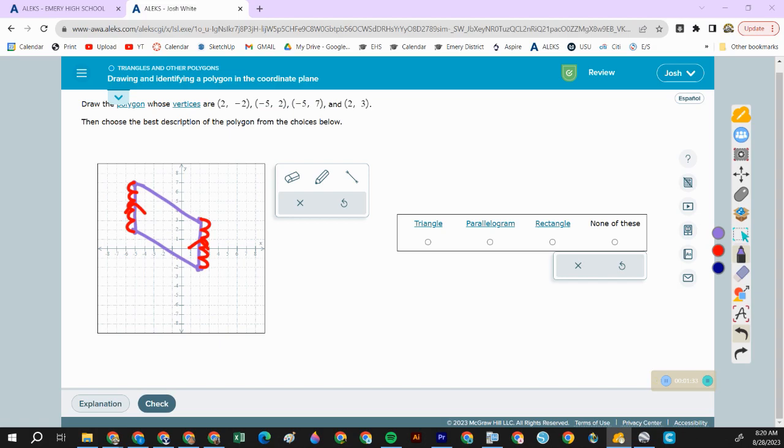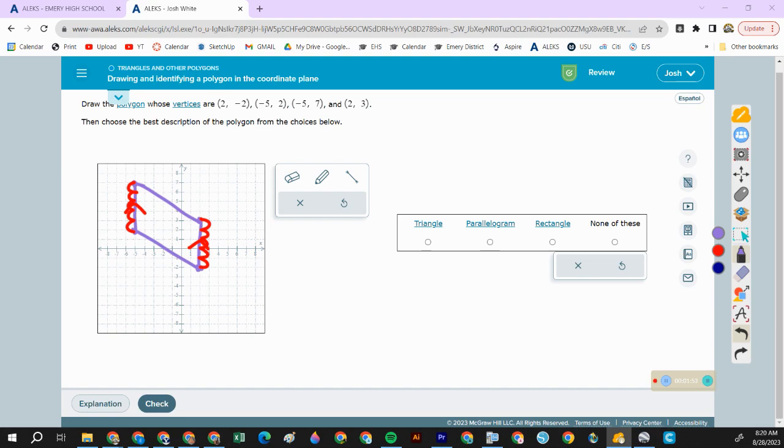Does that guarantee that the other set is parallel? If I have one set that's equal and parallel, actually that is enough in this case. But there are some cases where that might be a little bit ambiguous. Let's check the slope.